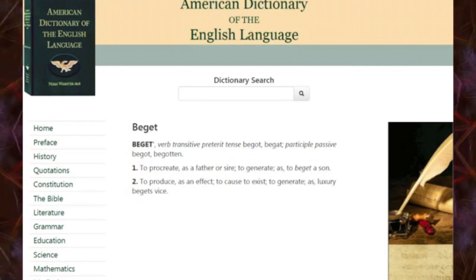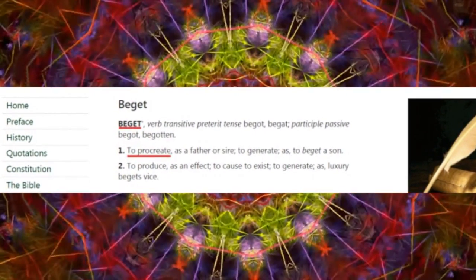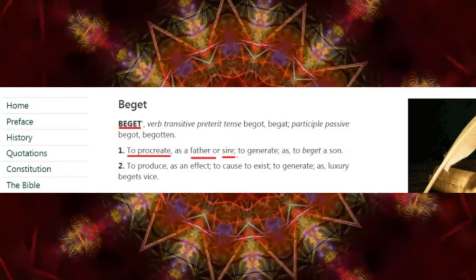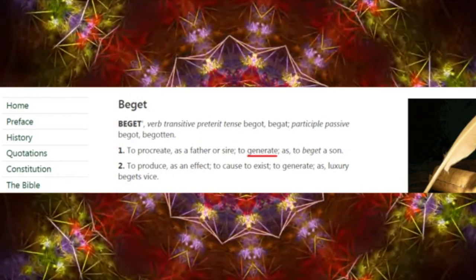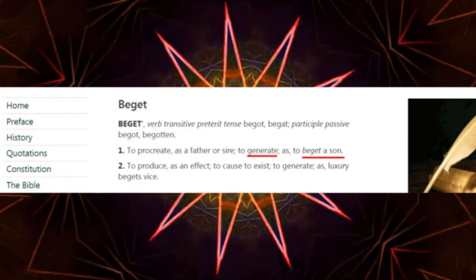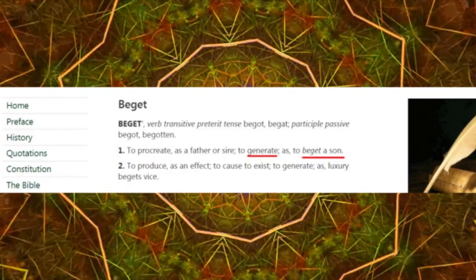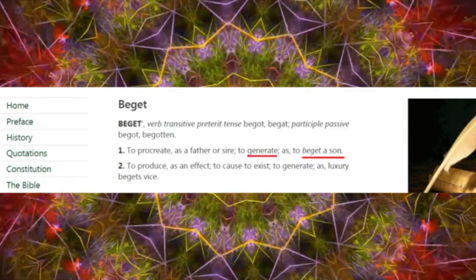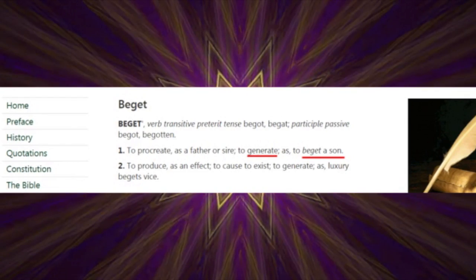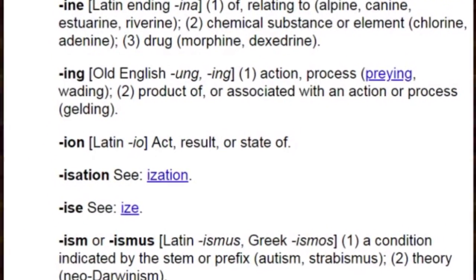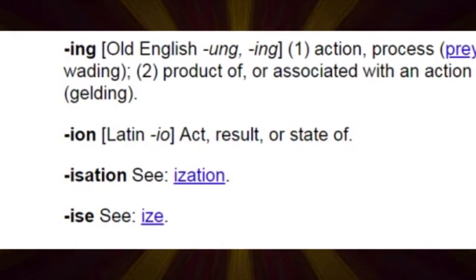Inconceivable! Here is the word beget: to procreate, as a father or sire, to generate, as to beget a son. So this is reproduction. This is what happens when a man and a woman meet and find each other attractive and, well, we just won't go there. This is rated PG. So now we know that re means back or again, so kind of to start over.